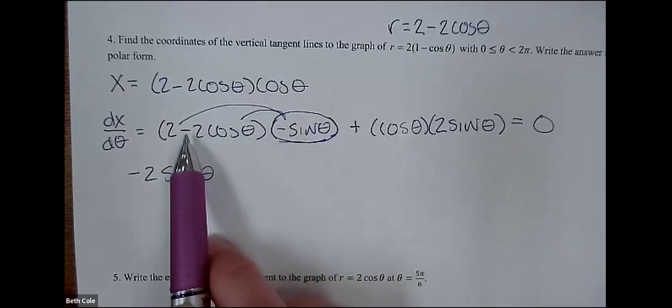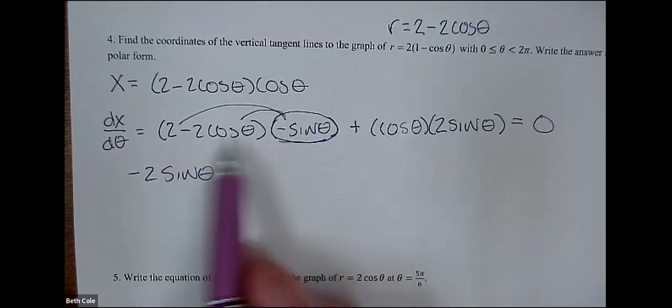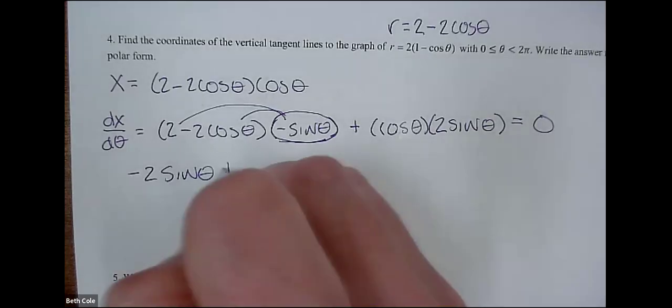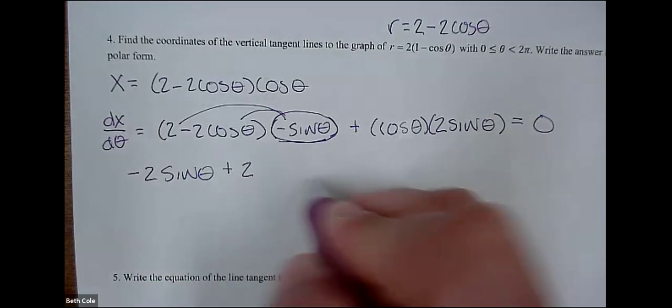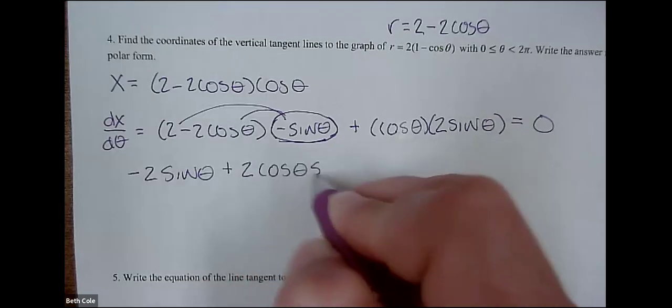If you distribute here, the negatives are going to cancel. So it's going to be plus 2 cosine theta sine theta. Good job.